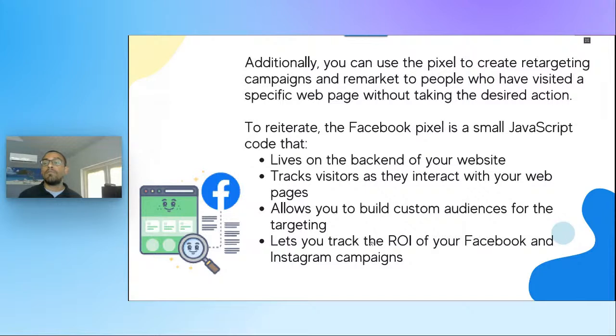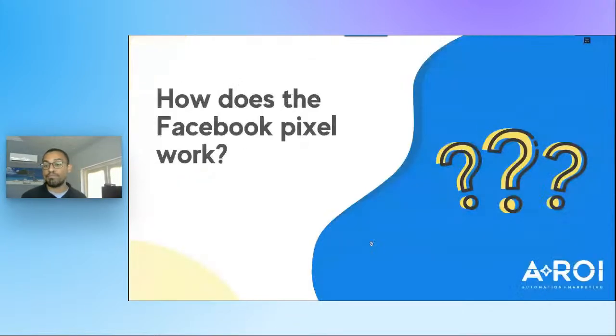To reiterate, Facebook Pixel is a small JavaScript code that lives on the backend of your website. That means it doesn't bother you at all. It tracks visitors as they interact with your website pages. Very important, so we know what are the most important pages on our website. It allows you to build custom audiences for your retargeting, which we can use later for advertisement, and lets you track the ROI of your Facebook and Instagram campaign. Very important, so we can measure the return on our investment.